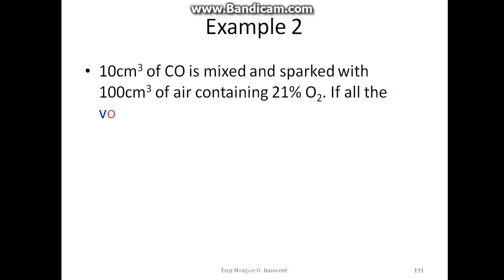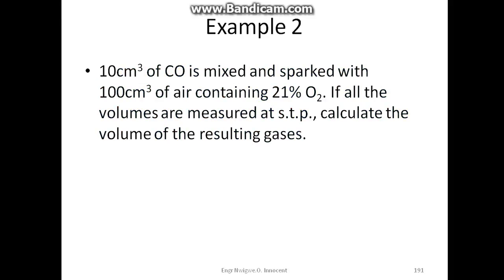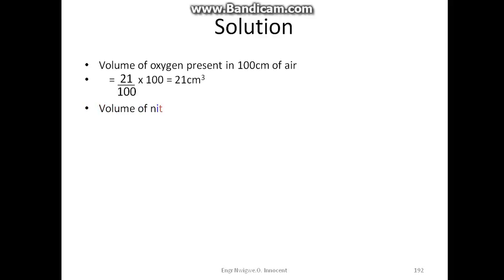Example, 10 cm³ of carbon(II) oxide is mixed and sparked with 100 cm³ of air containing 21% oxygen. If all the volumes are measured at STP, calculate the volume of the resulting gases. Solution. Volume of oxygen present in 100 cm³ of air is equal to 21/100 times 100, which gives 21 cm³. Volume of nitrogen and the rare gases present in 100 cm³ of air is equal to 100 minus 21, which gives us 79 cm³.